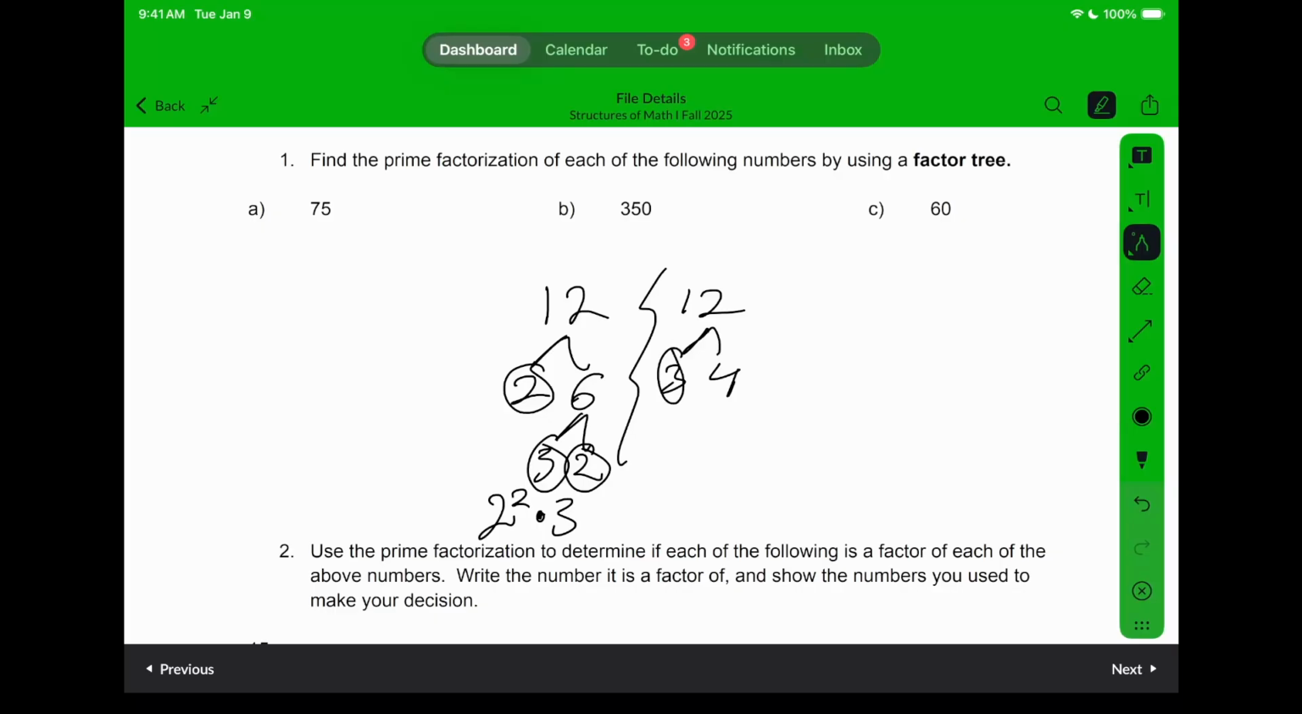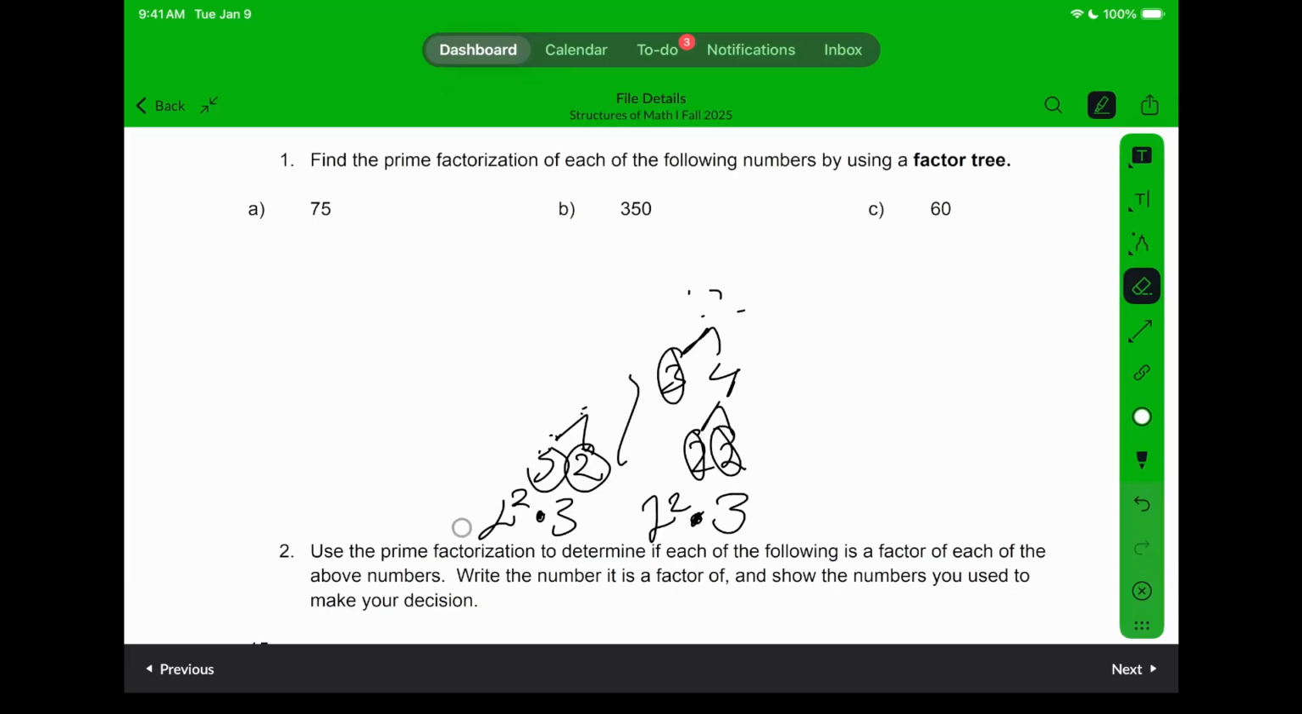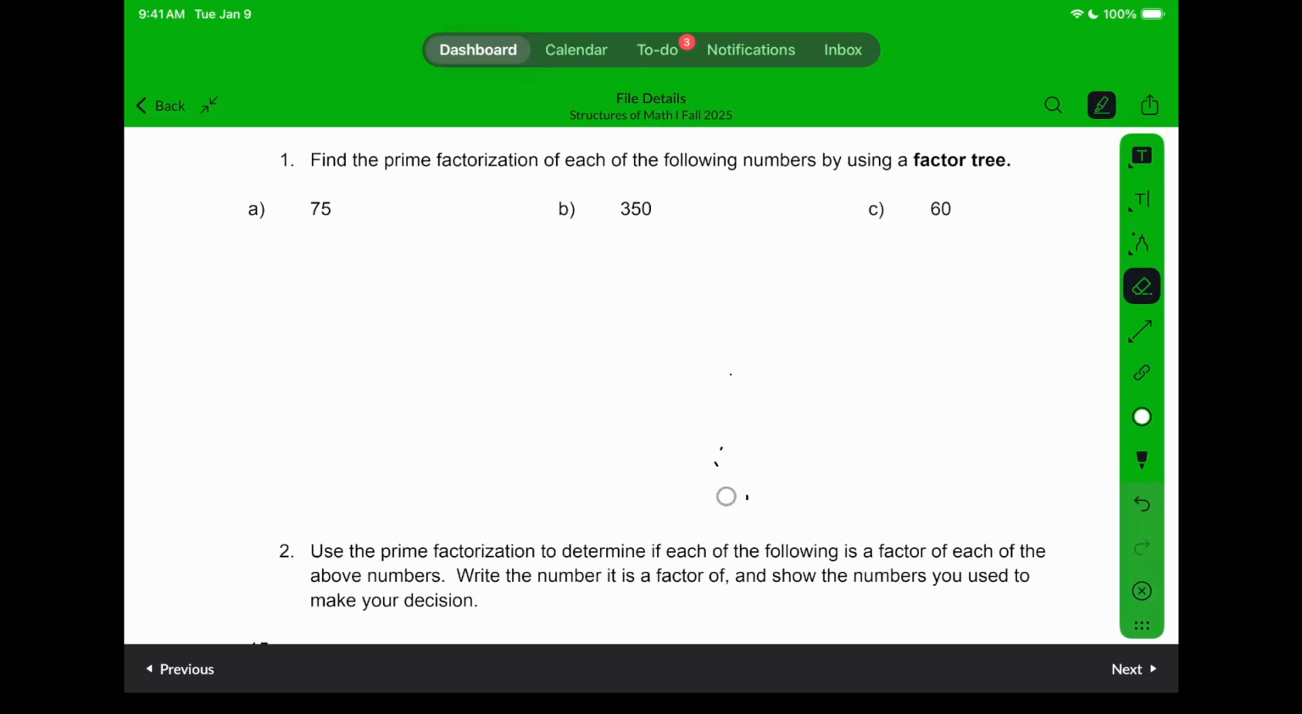3 and 4. 3 is a prime factor. 4 is 2 and 2. 2 squared times 3. Notice how it doesn't matter what I started with, because I'm going to end up with the same answer anyway. That's the beauty of factor trees. It's kind of like creative freedom, like how the strip diagrams are. It's not too much creative freedom because there's only set numbers that can multiply to specific numbers, but I like to think of it as creative freedom.